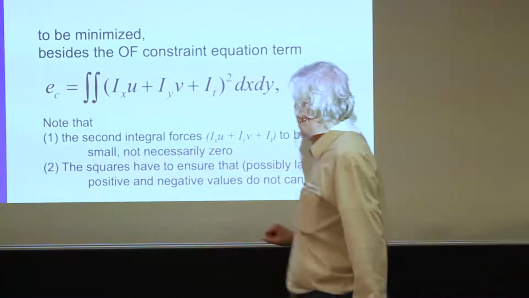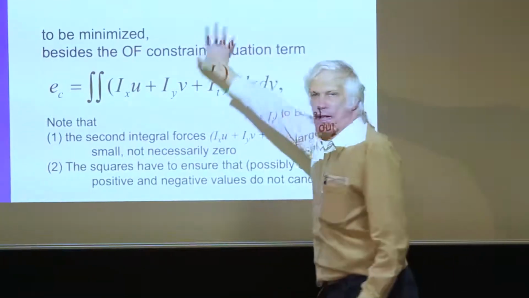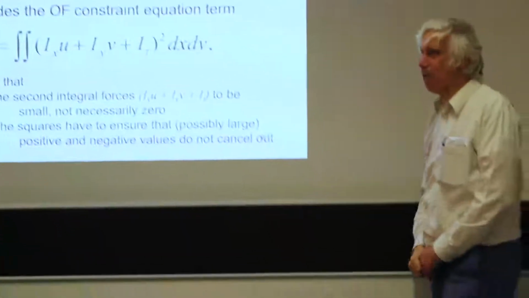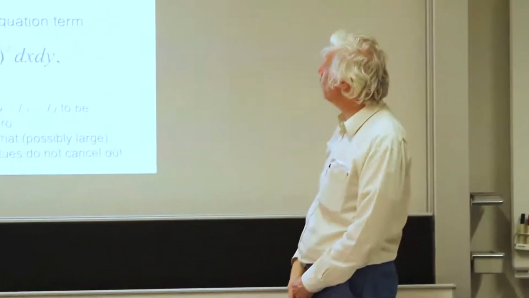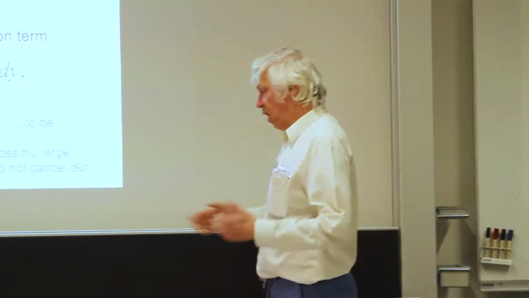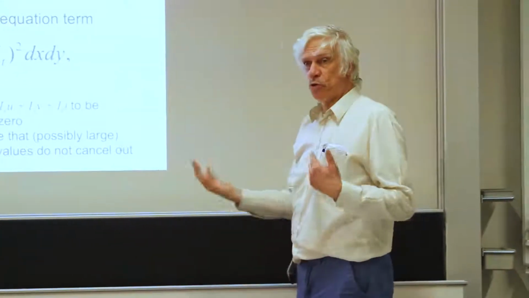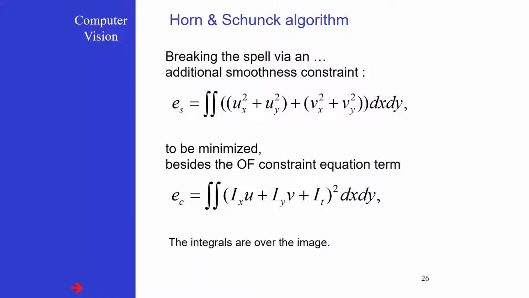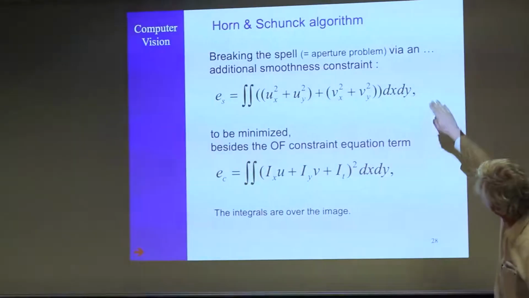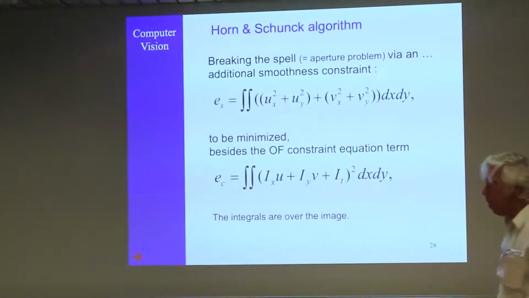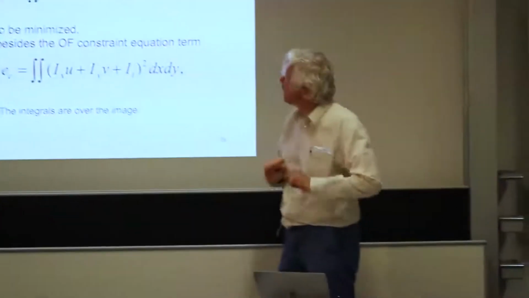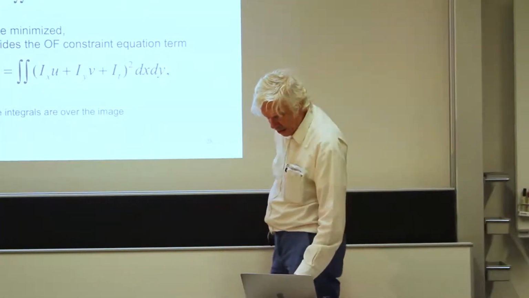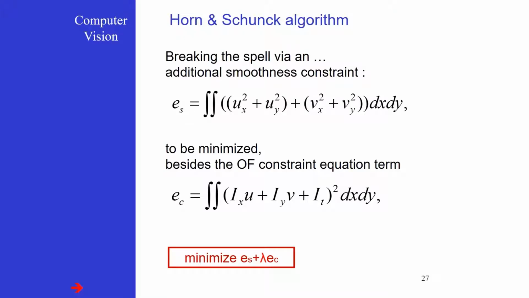And the second thing is these squares. Notice the squares. Don't forget the squares. Okay, they are important. Because otherwise, large magnitude negative and positive values could cancel out. We don't want that. Other remark. Integrals are over the images, both this and that integral are across the image over all the pixels. So we are integrating over the pixels.